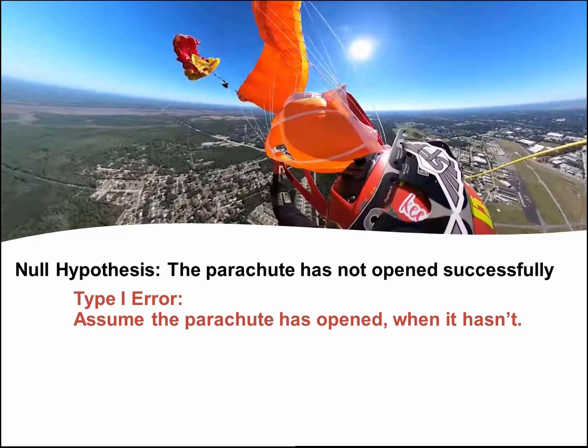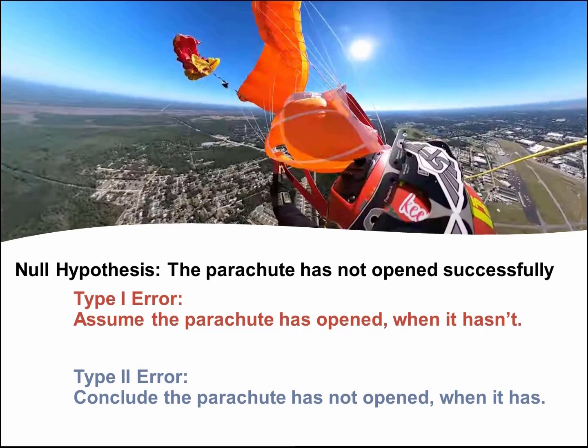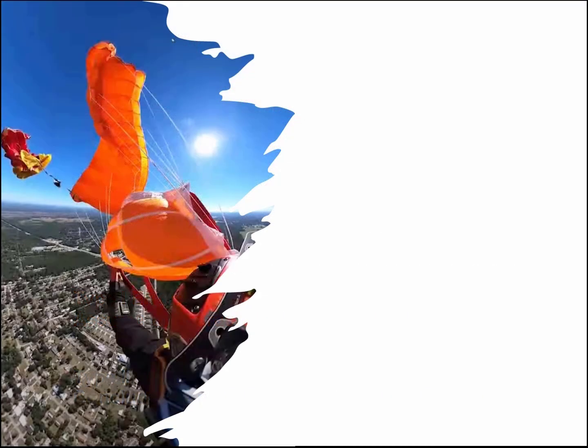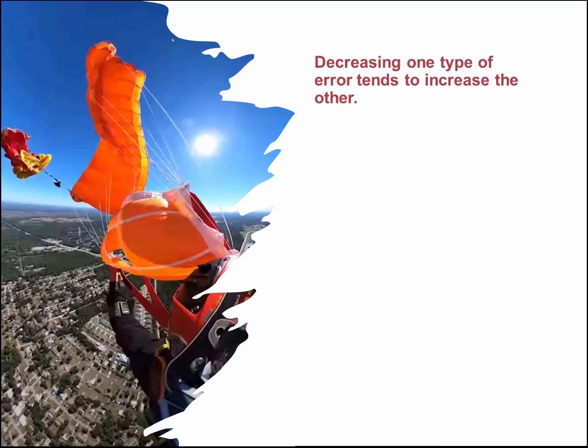Now let's consider what a type 2 error would be in the case of the skydiver. If they do not reject the null hypothesis, meaning that they conclude that the parachute hasn't opened successfully, when in fact it has, there's a false negative that occurs. Here, a type 2 error may be frustrating, but has much less severe consequences. It would be ideal if we could minimize both type 1 and type 2 errors. But when one has a fixed sample size, that's usually not possible. Decreasing one type of error tends to increase the other.